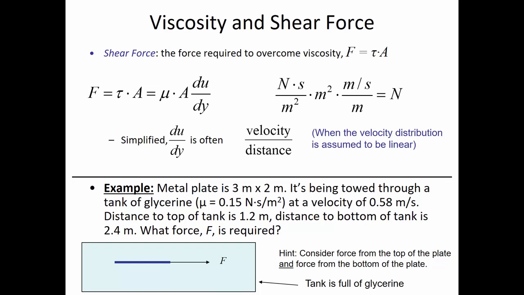Now when we pull it through the fluid, remember the no slip condition means that the fluid is going to be holding on to that solid surface. And so even when we apply a force, it's going to be moving slowly because the fluid particles have to deform in order for this to move. So we know the area of the plate, we know the viscosity of the glycerin that it's being towed through, and we know the velocity that we hope to achieve, a velocity of 0.58 meters per second.